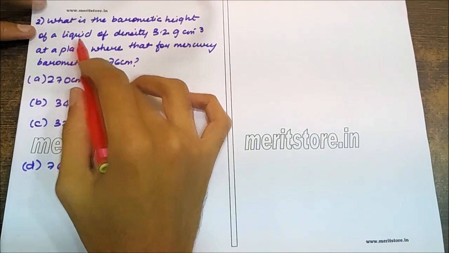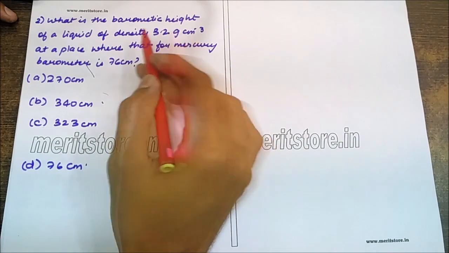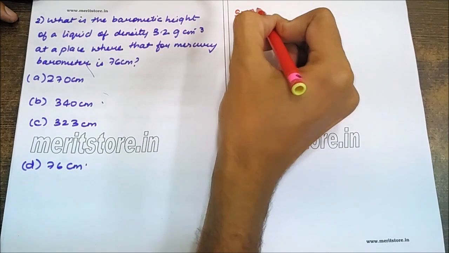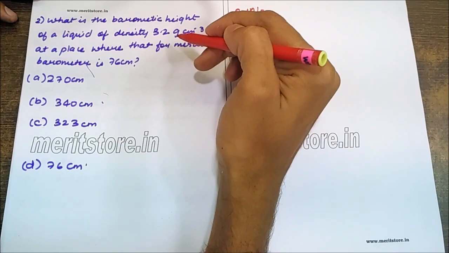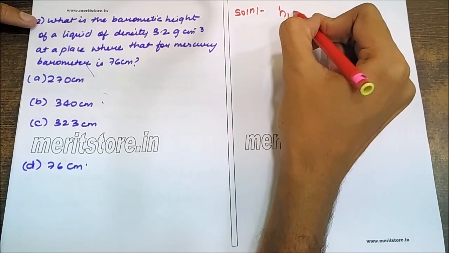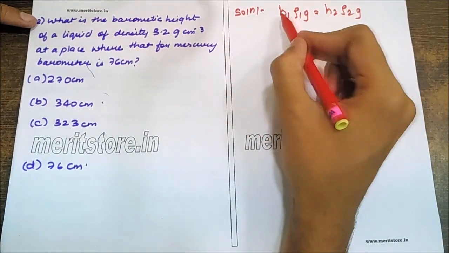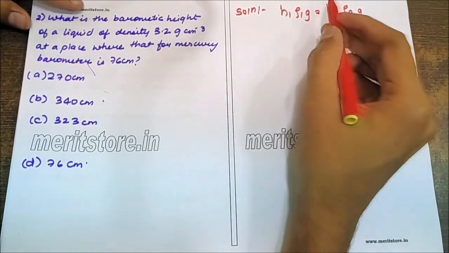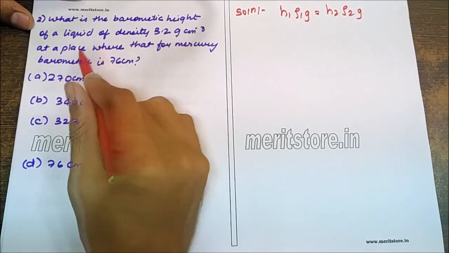What is the barometric height of a liquid of density 3.2 grams per centimeter cube at the place where that for a mercury barometer is 76 centimeters? So we need to compare the densities of a liquid and that for a mercury barometer. We have h1 rho 1 g equals h2 rho 2 g. These are the height, rho and g for the mercury and for the liquid. We need to find the height where for the mercury barometer it is 76.